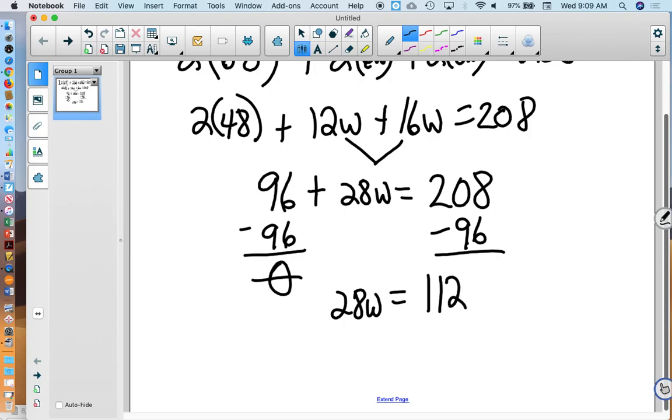How do I solve for W? What do I do next? What do I do next, Kennedy? Divide? Divide by what? Divide by 28. Good. Both sides, according to the division property of equality, can be divided by 28. And what is W equal to? 4. W equals 4 what? Centimeters. 4 centimeters. Good. Nope, just 4 centimeters. It's not squared. It's just 4 centimeters.